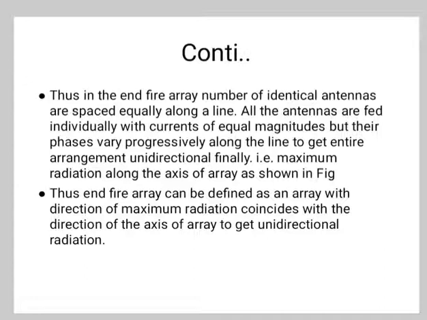So the end fire array can be defined as an array with the direction of maximum radiation coinciding with the direction of the axis of array to get unidirectional radiation. There is no radiation at right angle to the plane of the array because of the cancellation. The first and the third element are fed out of phase and therefore cancel each other's radiation. Similarly, second and fourth are fed out of phase and get cancelled.